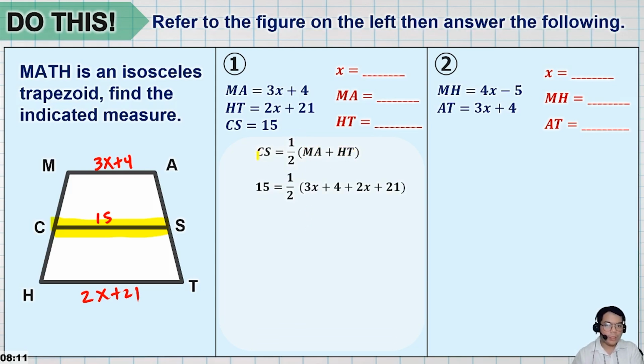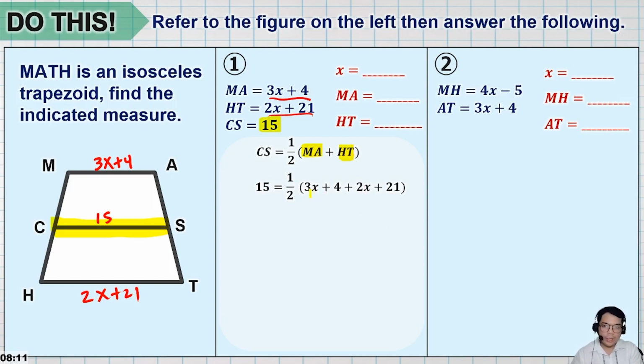So, substituting the value of CS, which is 15, ito siya, 15, and then the measurement of MA, which is 3x plus 4, ito na yon. And then, yung measurement ng HT natin, which is 2x plus 21, ito siya, 2x plus 21. And we already have this given equation. And from there, we can already solve for the value of x.